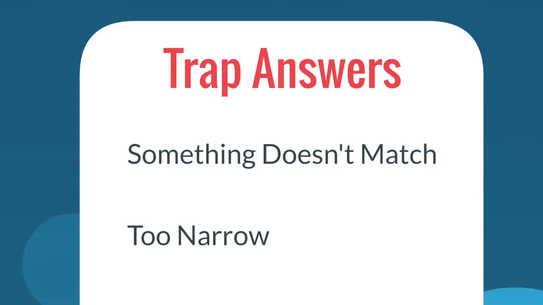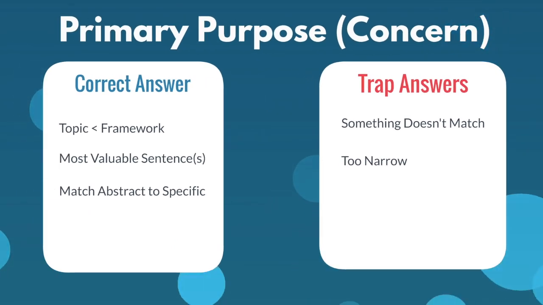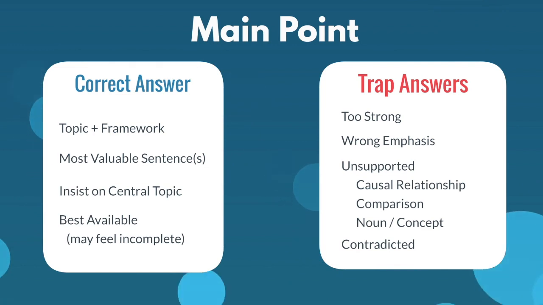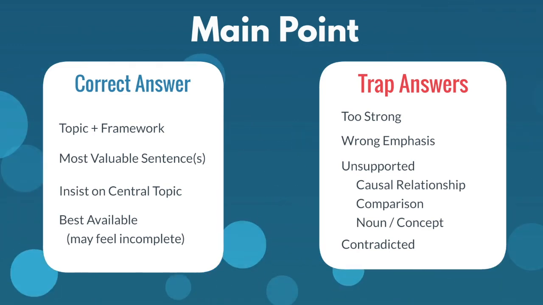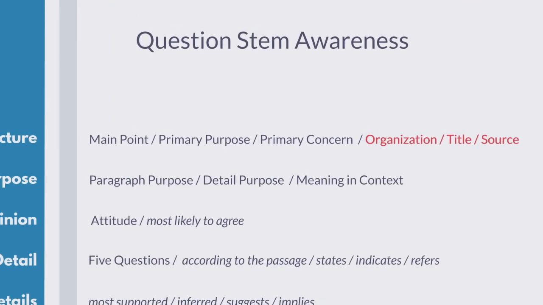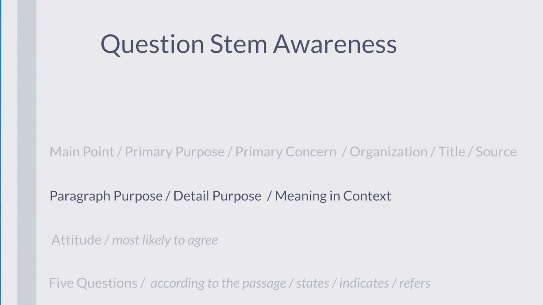So the wrong answers there were too narrow. They were true, but they didn't cover as much. Take one last look at your main point correct answer and trap answer tendencies. The other question types in the big picture family are so rare that in these 3 free tests we're allowed to show you guys, there's only one example of any of them. We'll cover that in a little bonus video.